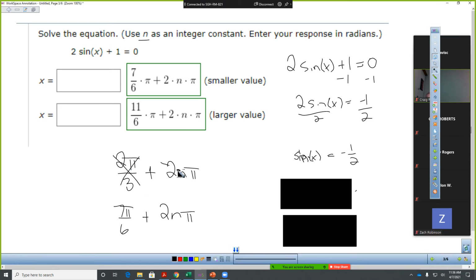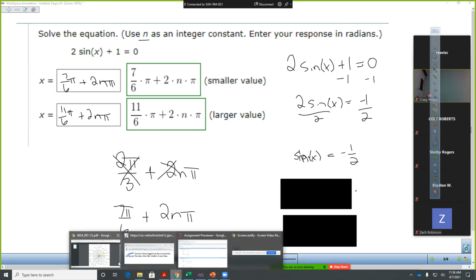So this is wrong, and it wants it in order. So my 11 pi over 6 is going to go right here, and then plus the 2n pi, and this is going to be my 7 pi over 6 plus 2n pi. So be sure, don't make the mistake I just made.